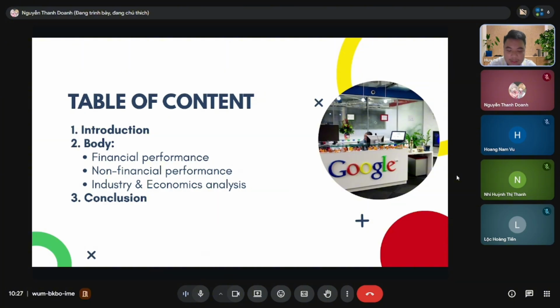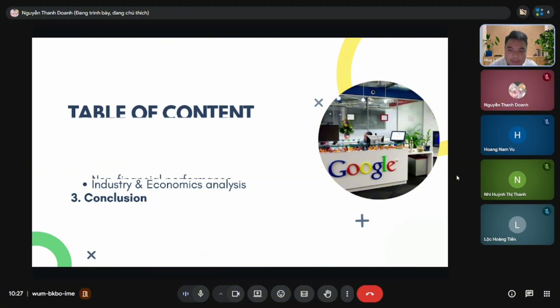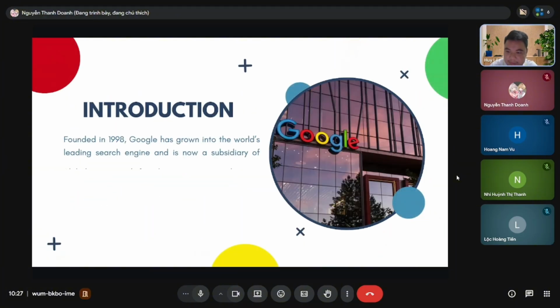First is the introduction, which is very short, and next up would be the body, which is divided into 3 parts, and finally we will have the conclusion. Now, let's come to the introduction first.